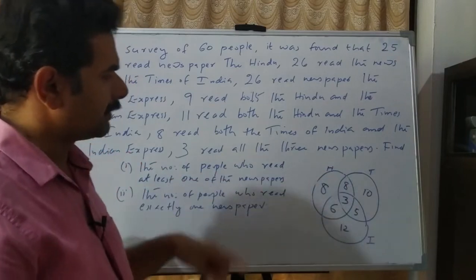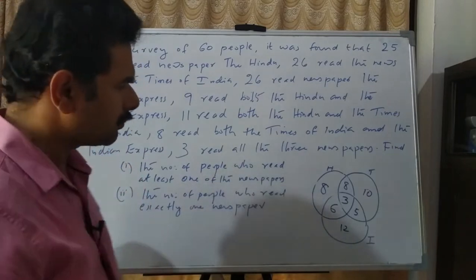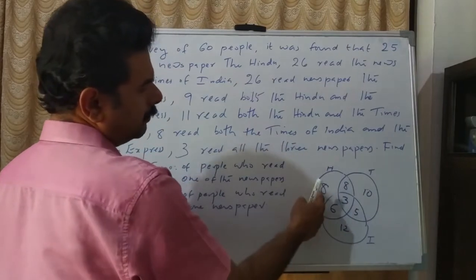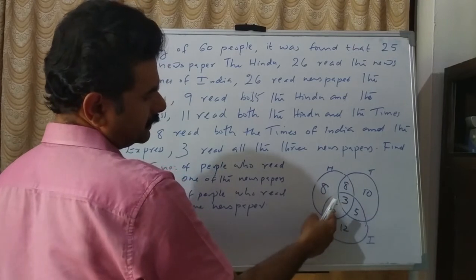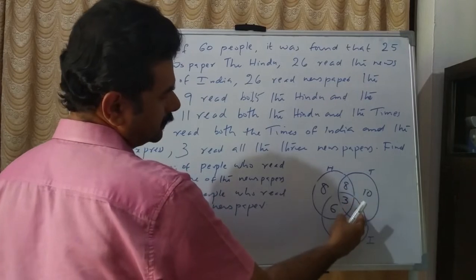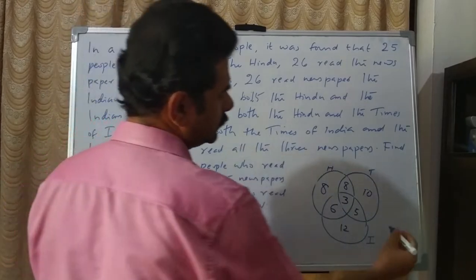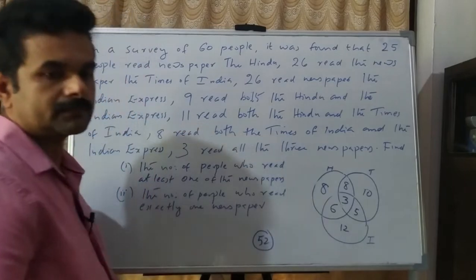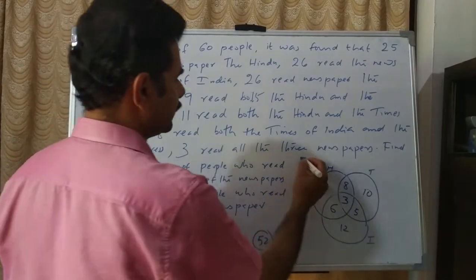Then examine whether a universal set is needed or not. For that, total how many people are there? Total 8 plus 8 is 16, 16 plus 3 is 19, plus 6 is 25, plus 10 is 35, plus 5 is 40, plus 12 is 52 total. 52 total. So here it is given as 60. So universal set is very essential.